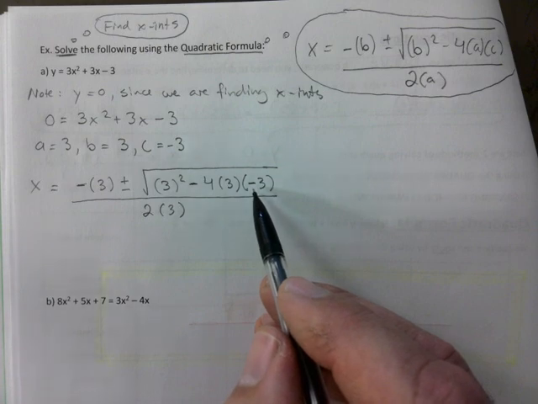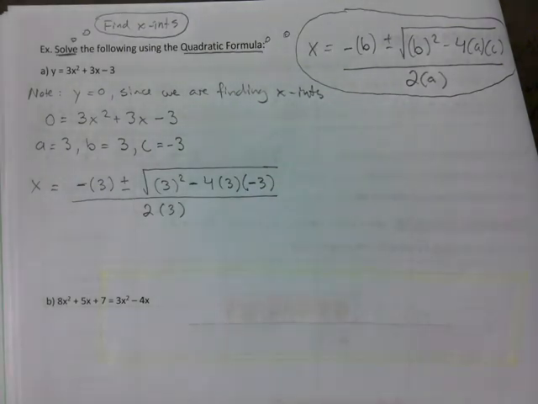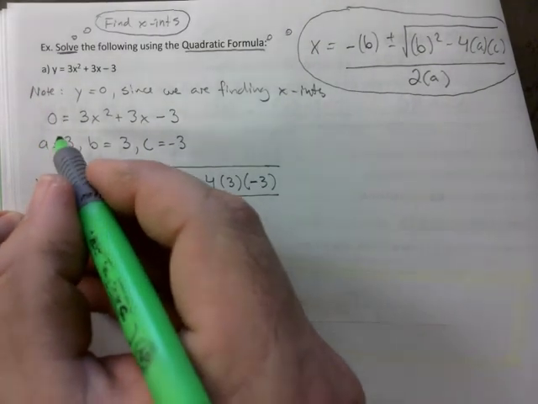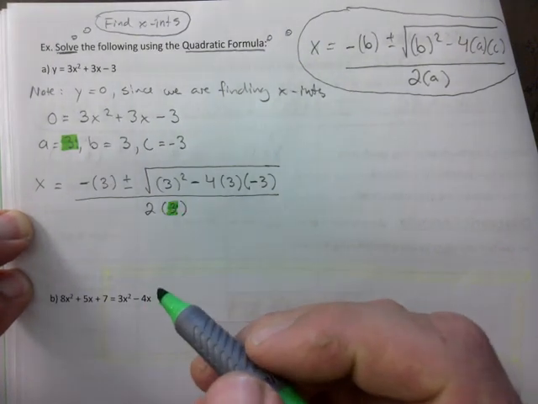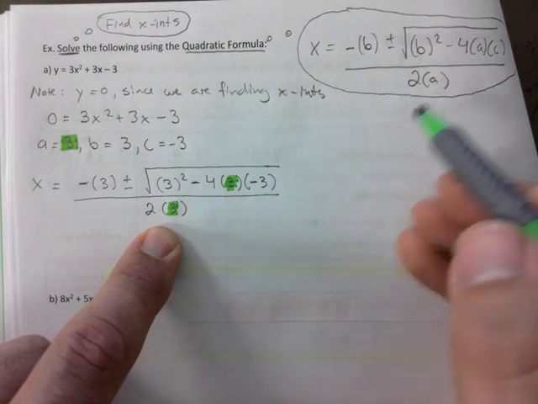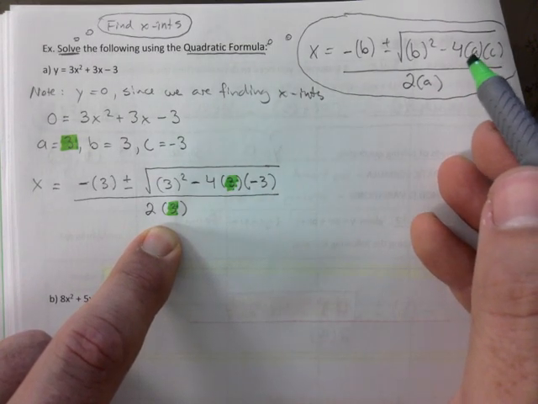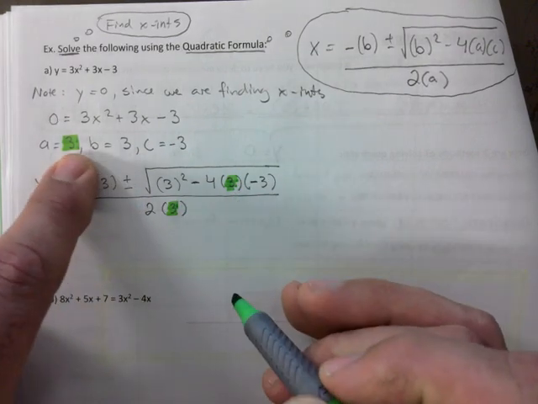Okay, so we clean it up. I'm just going to say that this a value only shows up here and here. A shows up here and here. Look back at the formula. A is over there and here. So these two values, I used A for that.